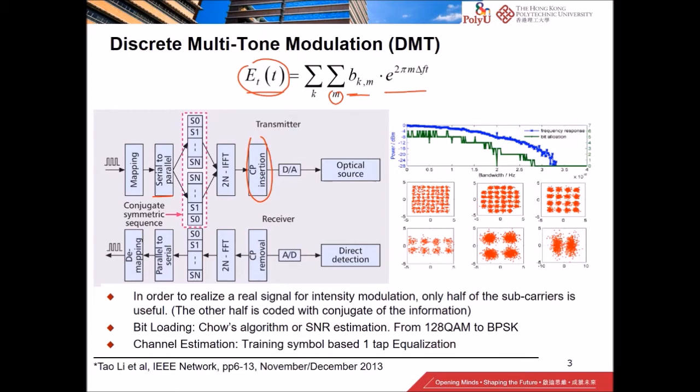All right, and so one of the obvious advantages of DMT is the ability to do what we call bit loading. Basically, that's the idea of encoding different modulation formats on different subcarriers based on the quality of that subcarrier. And of course, when you do that, the first step is to estimate the channel. So there are also a lot of works on trying to perform channel estimation efficiently.